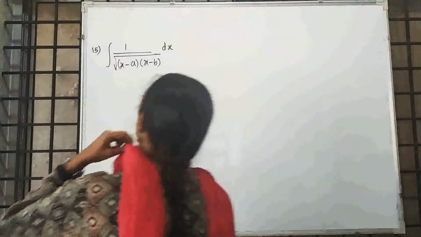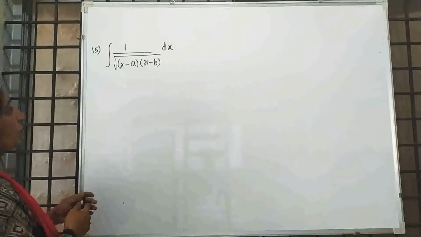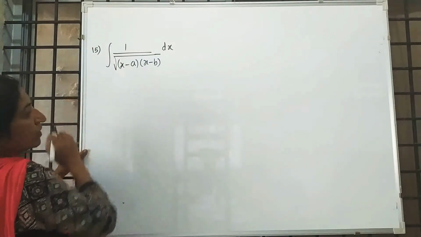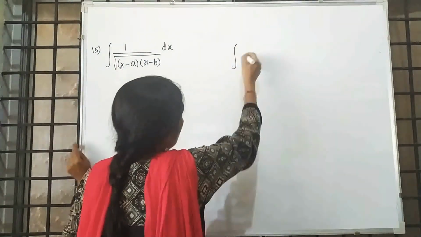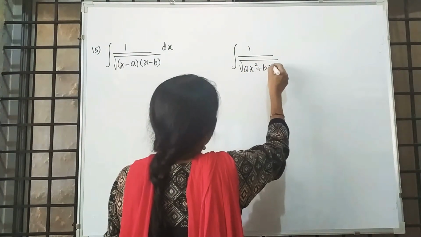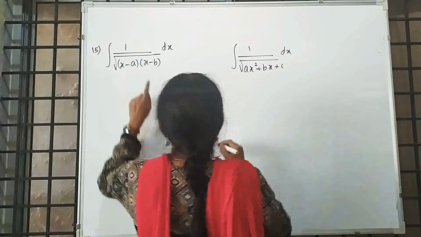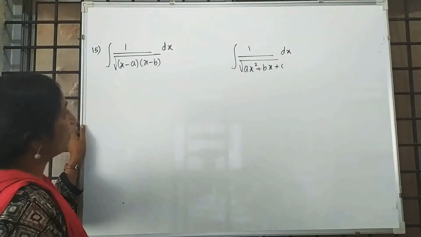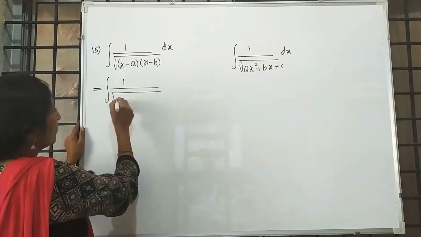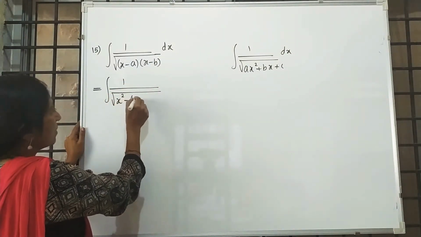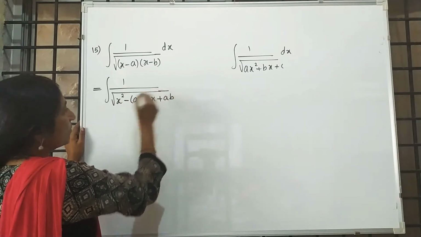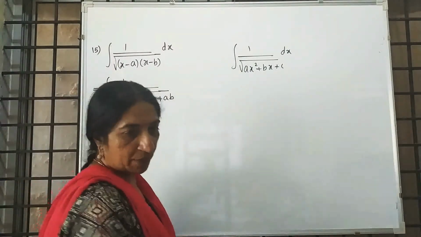So in the last class, I gave one question as homework. See this question: integration of 1 upon root of (x minus a) into (x minus b). It is in the form of 1 upon root of ax square plus bx plus c. In this, what are we doing? We are making it a perfect square. First multiply this. It is 1 upon root of x square minus (a plus b) into x plus ab when you multiply, and on the side write down this, make it a perfect square.